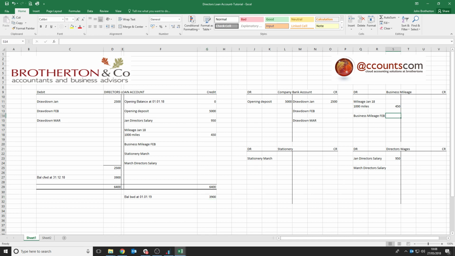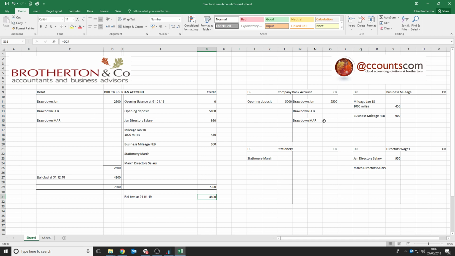In February we may have done 2,000 business miles, so we've got £900 at 45p a mile that we're claiming. Again, the director's used his own money to fund that £900, so we credit the loan account. So now our figure on the loan account is going to go from 3,900 owed by the company to the director up to 4,800. So we've got this rolling figure keep moving.